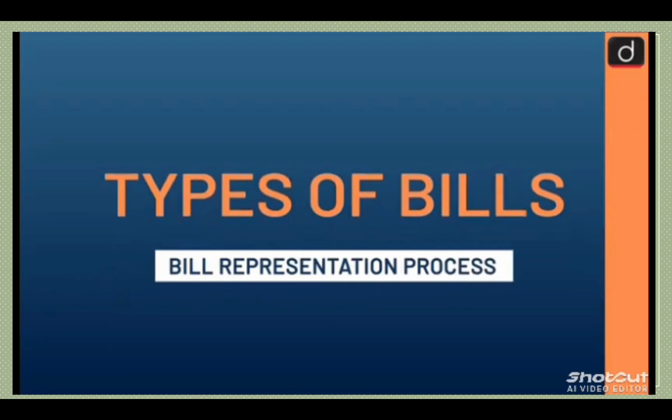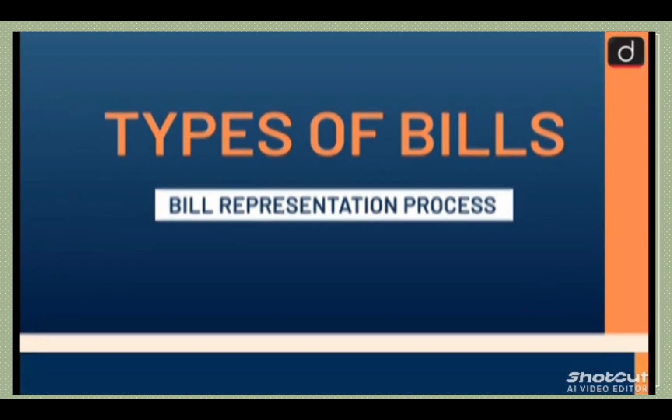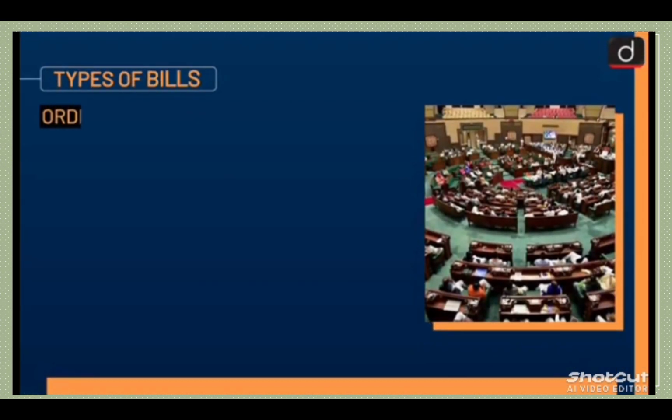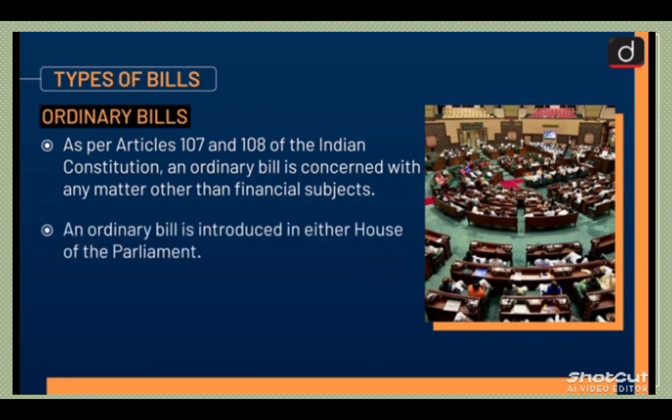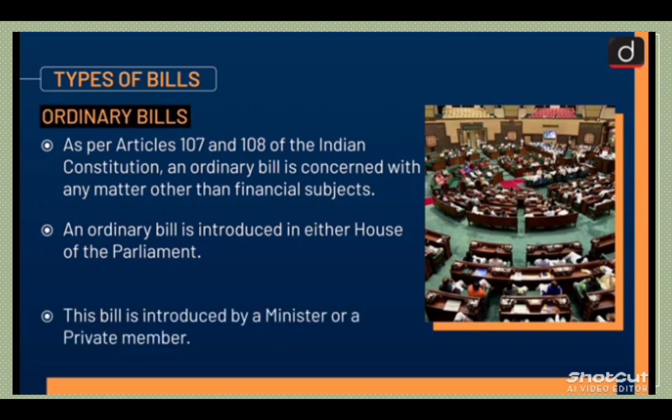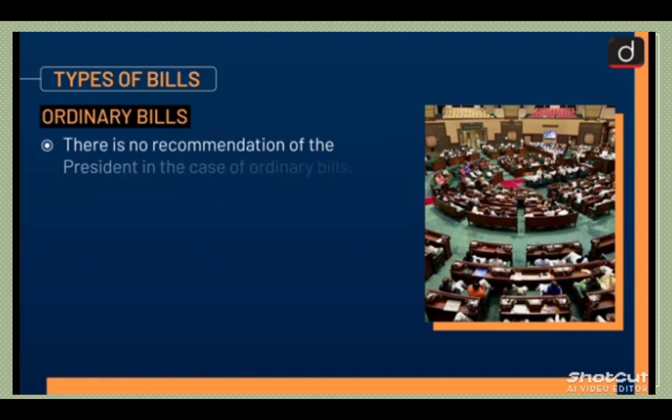Now let's discuss about the types of bills. First is ordinary bills. As per Articles 107 and 108 of the Indian Constitution, an ordinary bill is concerned with any matter other than financial subjects. An ordinary bill is introduced in either house of the Parliament. This bill is introduced by a minister or a private member. There is no recommendation of the President in the case of ordinary bills.